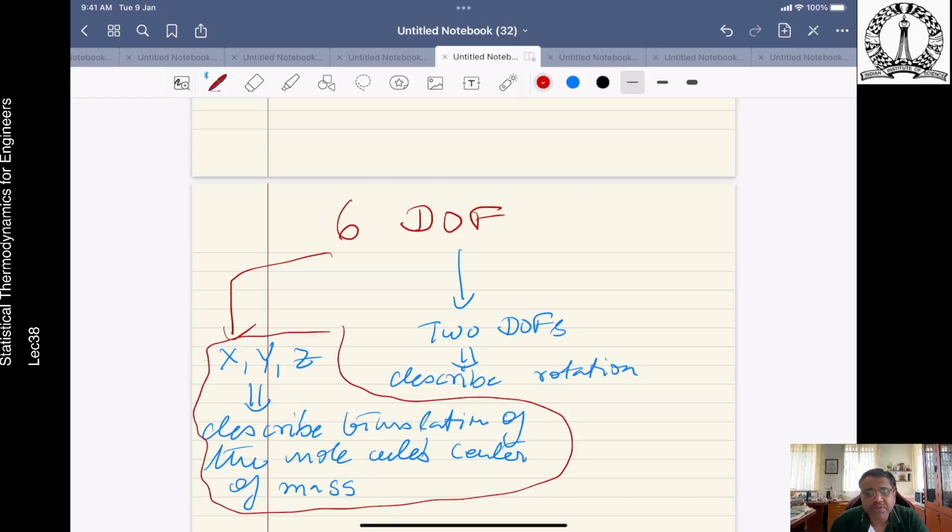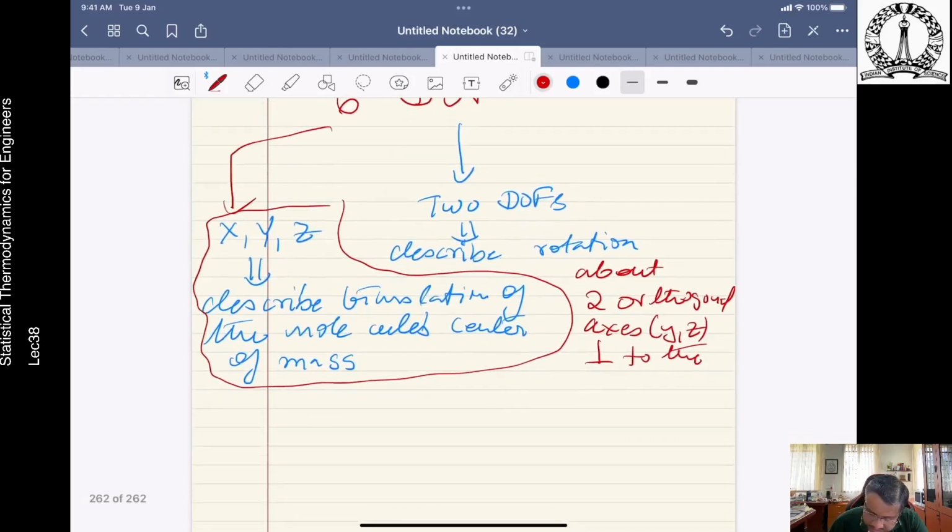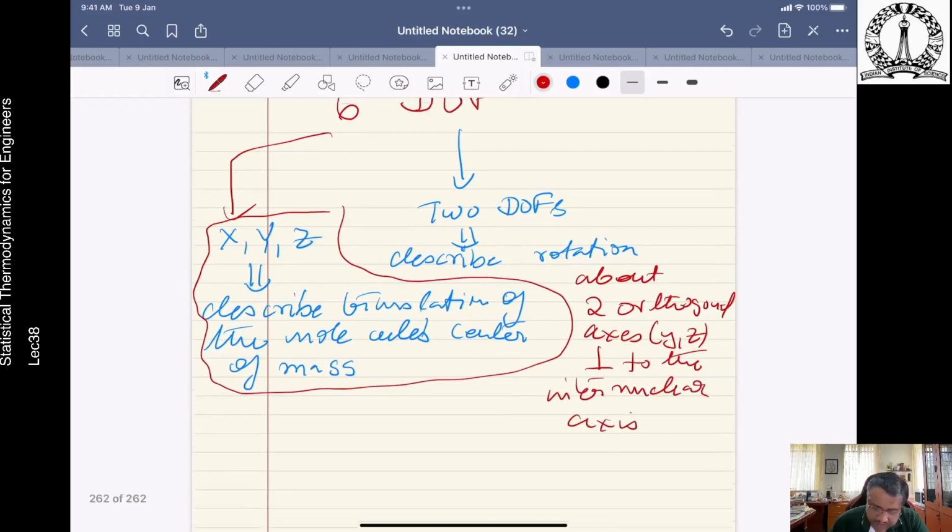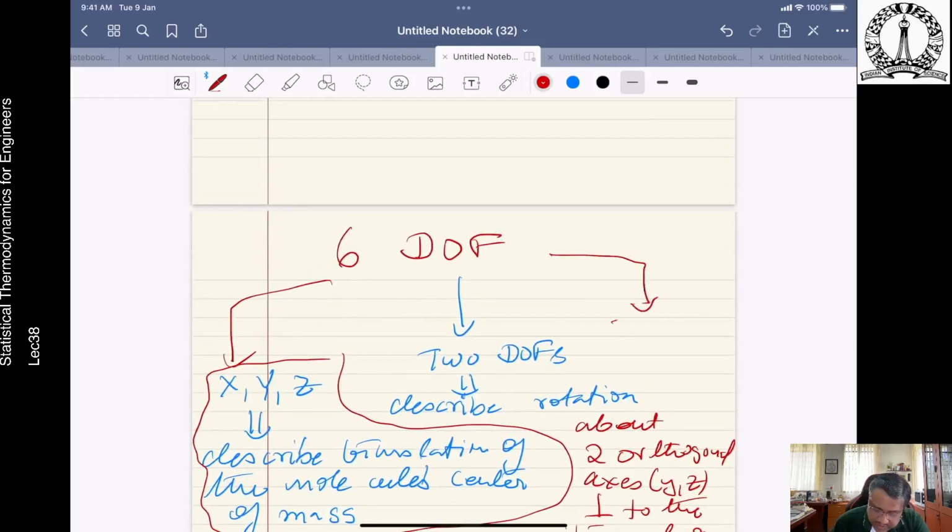Describe rotation about two orthogonal axes, the y and z, perpendicular to the internuclear axis. And then there is 1 degree of freedom still remaining, which is used to describe vibration along the internuclear axis.